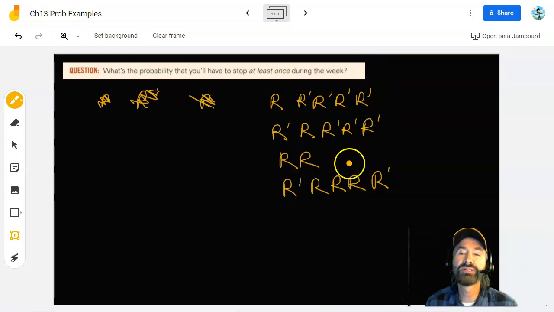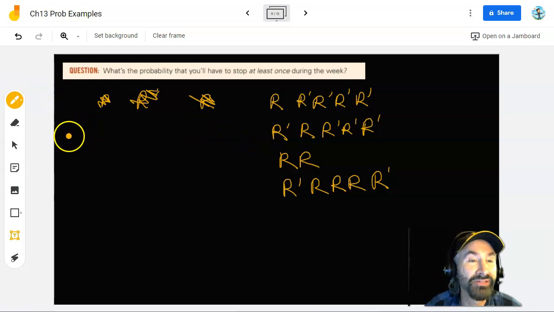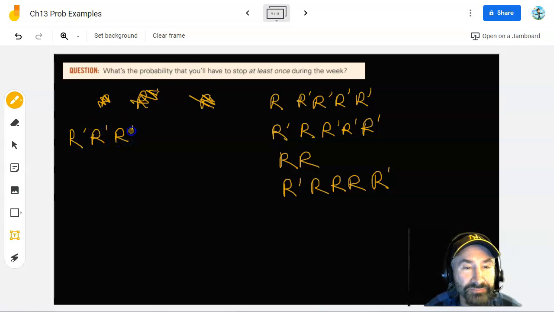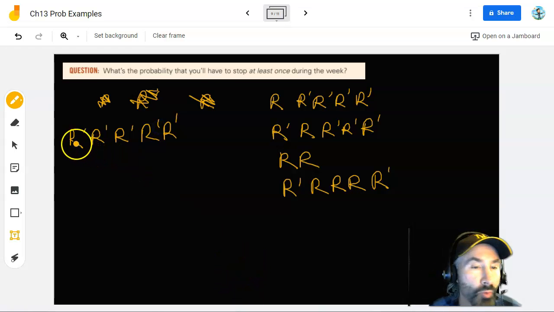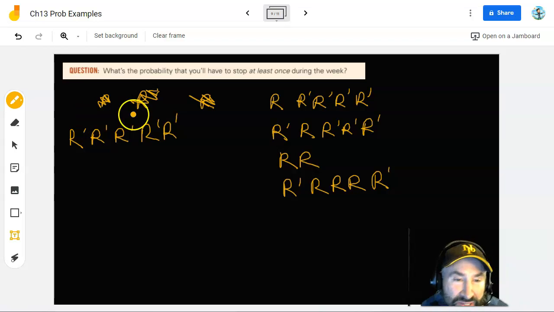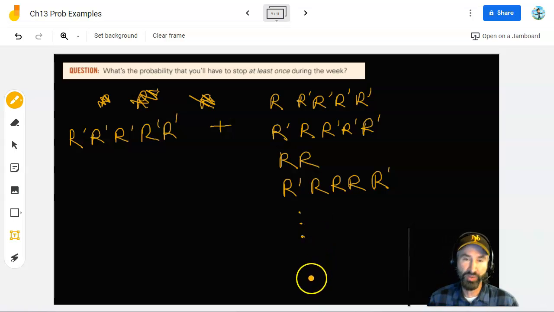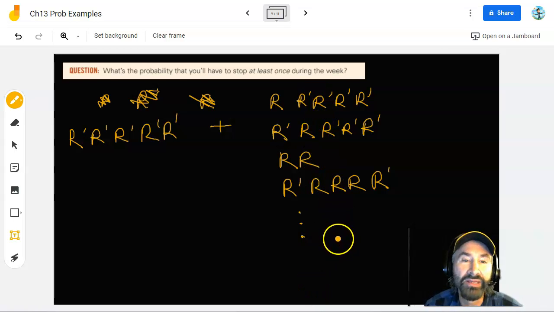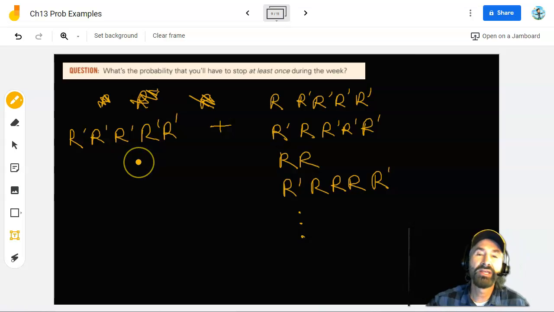Okay, so there are many, many, many ways that we could stop at least once during the week. Here's the secret, though. Here's the really cool thing. There is only one way of never stopping during the week, and that goes like this. Now, that is simply magic, my friends, because we know the probability of not stopping at a red. So, it turns out that if we take this probability and we add it to all these other, I don't know if there's dozens or hundreds, but these many, many other ways of stopping at traffic lights during the week, if we add all of these to this probability of never stopping, okay, then we get one. All the probabilities must add up to 100%.